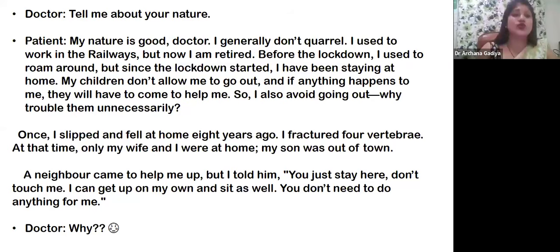And I also don't go because if anything happened to me, they would have to come to help me outside. But why he's telling all this, we'll say later. All the connections will occur later. So I also avoid going out. Why trouble them unnecessarily? So this is the second time he's telling I'm having the fear of falling.